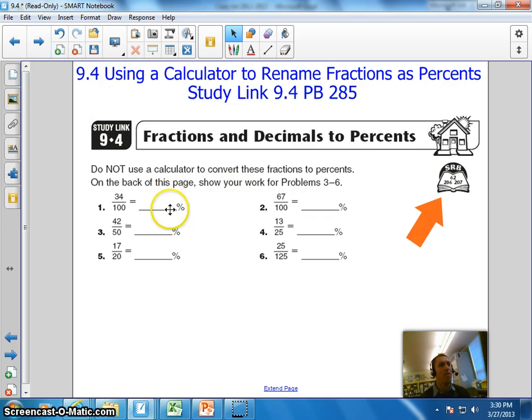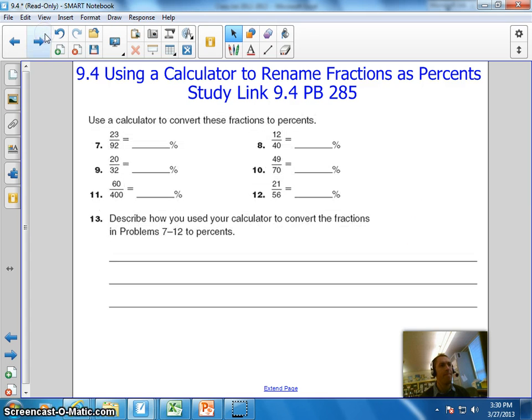Okay. These should be problems that are very simple. I don't want you to use a calculator for these because you should know out of 100 should be easy. This one, these two, you just need to make it out of 100. Can you change these fractions up to make them out of 100? Number 6 will be by far your most difficult. Give it a go. See if you can do it.